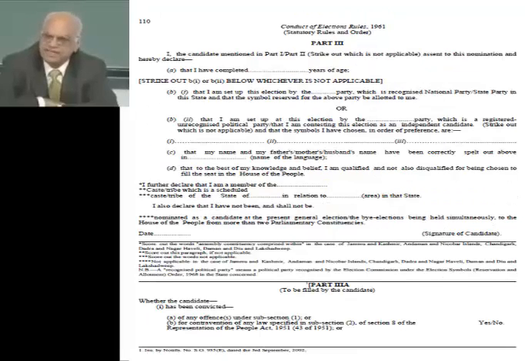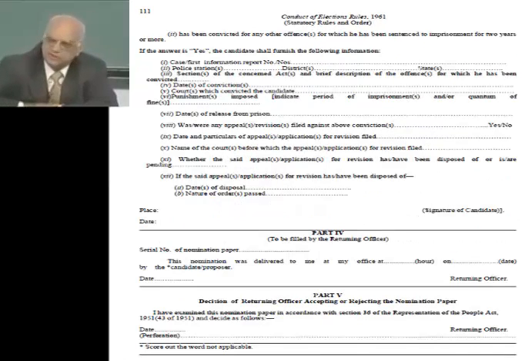Then Part 3 is some declarations. We will come to that one. Then 3A again is a declaration by him that he is not convicted or something. Then 4, 5, 6 are in fact for you. You have to give the decision on that day, on the date of scrutiny. Then there is a portion for acknowledgement, and then you have to fill up certain things. When we come to that, I will tell you about it.